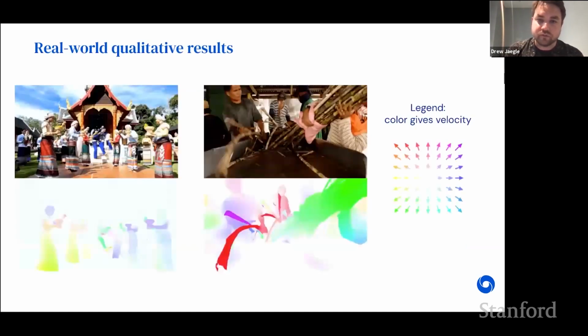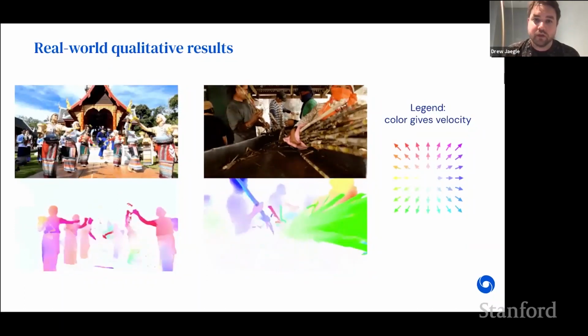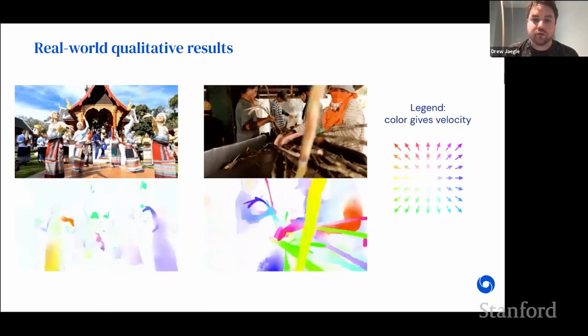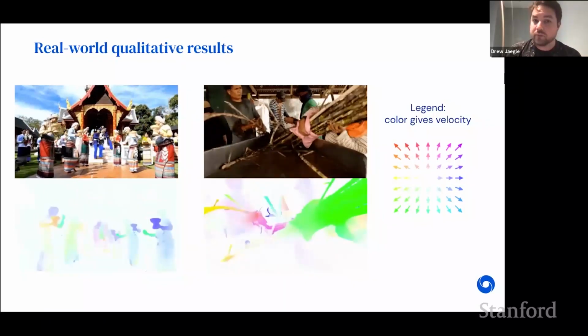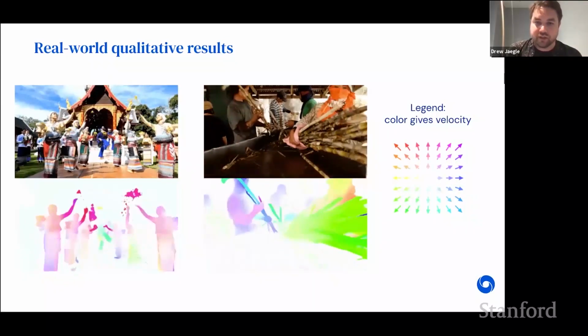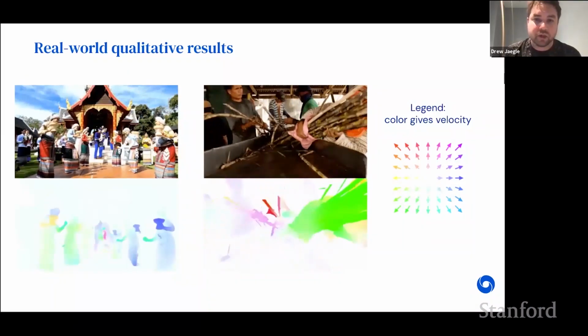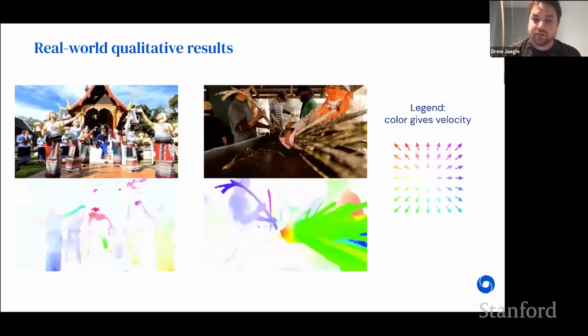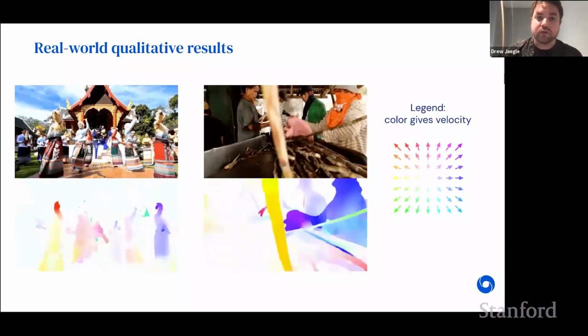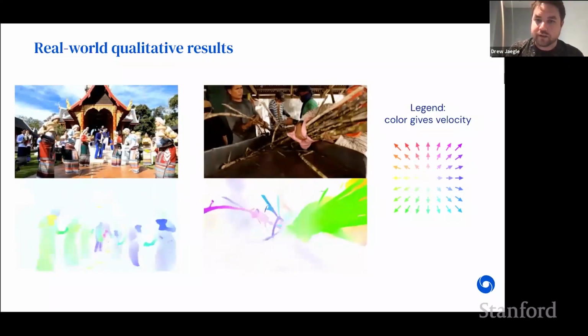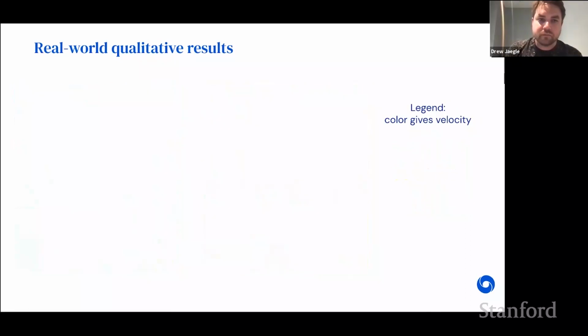We can also visualize what happens when we apply this on real world data. There's no ground truth here, so we can't really compare it, but it's still useful to see how it moves around. We can see that qualitatively, it's able to capture a lot of the fine structure and get the right motion for the things that are very clearly moving in a specific direction.